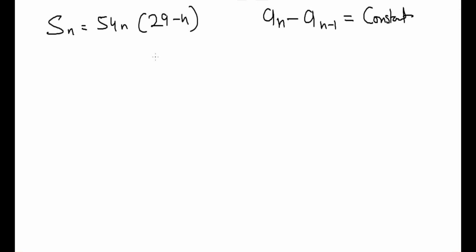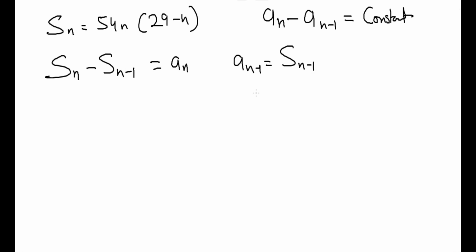We are given Sn, we want an. If we want an, how can we find an? We can find it if we subtract Sn minus 1 from Sn, right? If we subtract the sum of n minus 1 terms from the sum of n terms, we get an. And if we get an, we can find an minus 1 also just by substituting n minus 1 in place of n. Or there is another method also: from Sn minus 1, if you subtract Sn minus 2, then also you can find an minus 1, right? So whichever you feel easy, you can do like that.